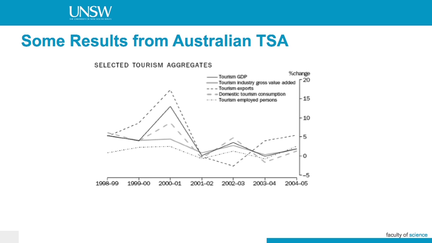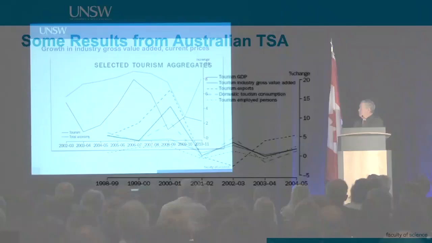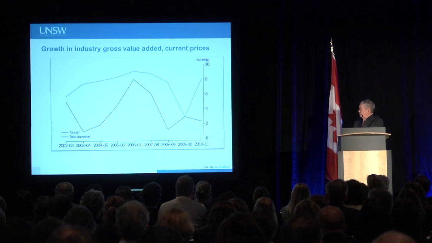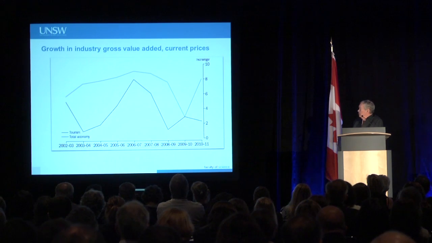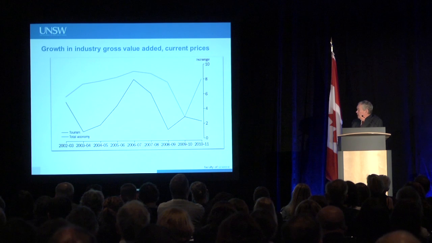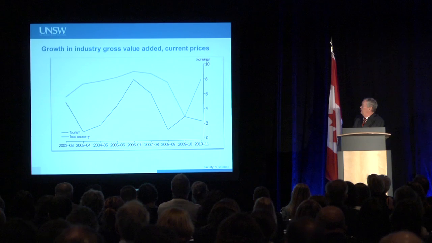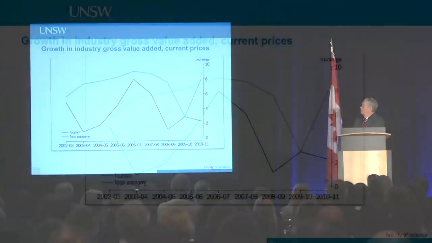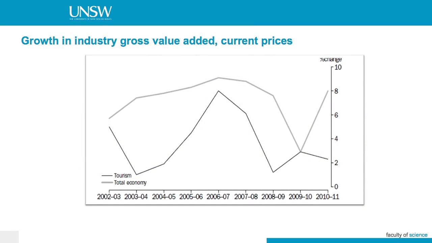Here we have, it's a funny looking diagram, but it's an interesting one, the growth in industry gross value added at current prices. Now, tourism is the bottom one, and the total economy is the top one. And what we find is that overall the percentage changes in the total economy have been more significant than the percentage changes in tourism, which again, to us in Australia, flags an important issue about why tourism has been performing relatively poorly compared to the total economy.